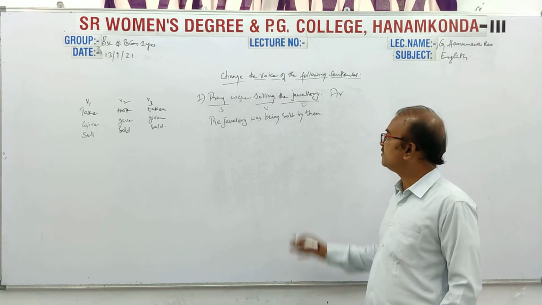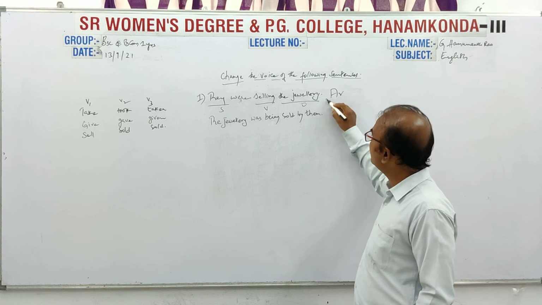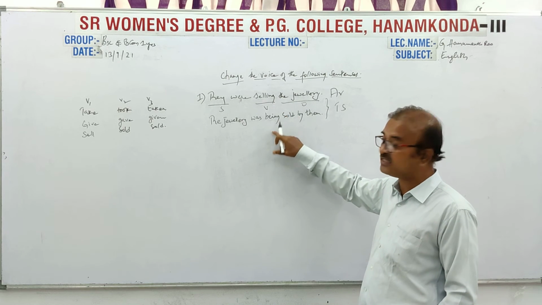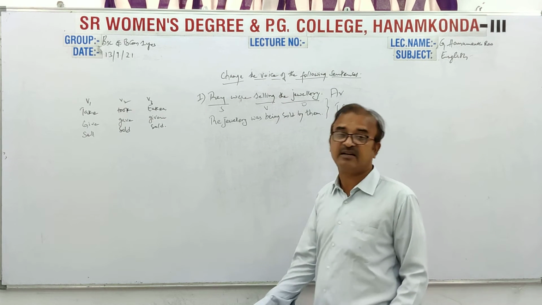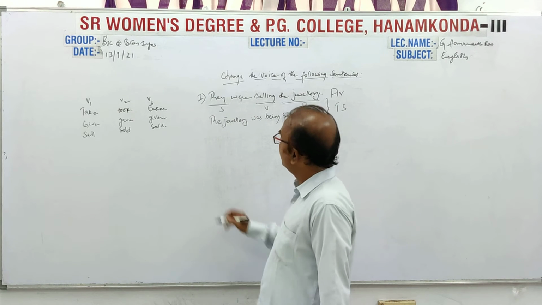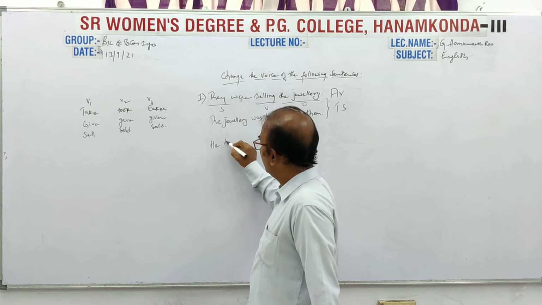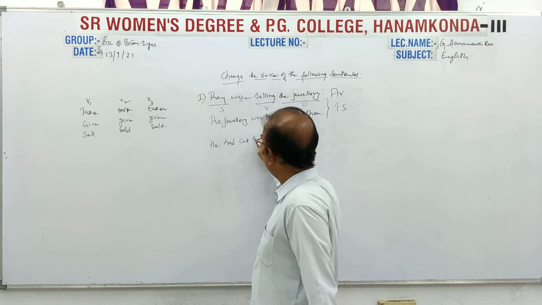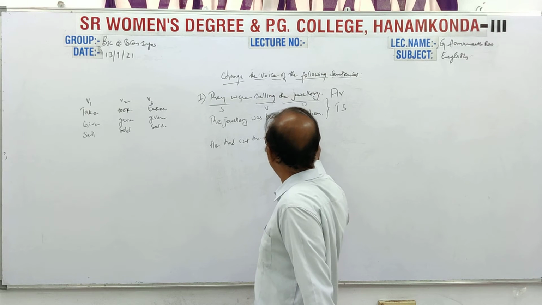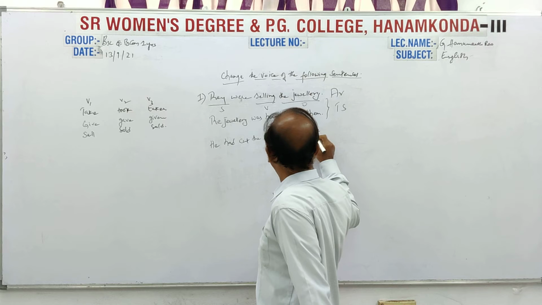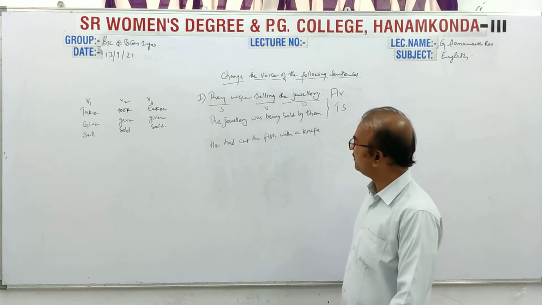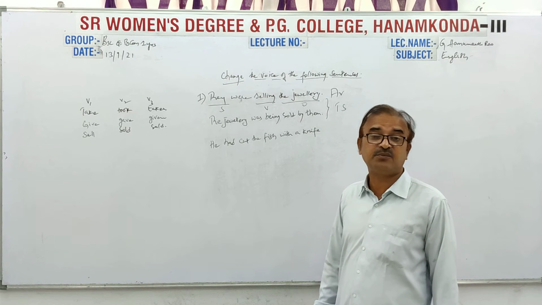Okay? So this is another transitive sentence, because we got a chance to change the voice from active to passive or passive to active. Another one. He had cut the fish with a knife. Am I right? Okay. He had cut the fish with a knife.